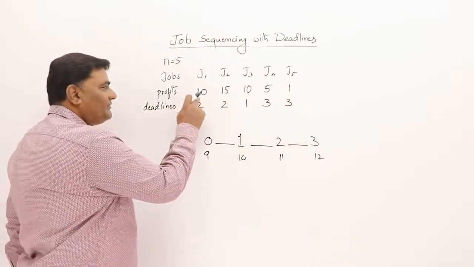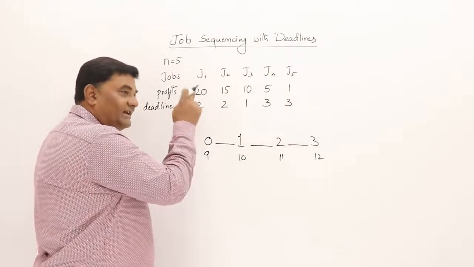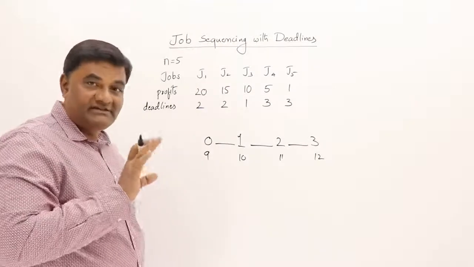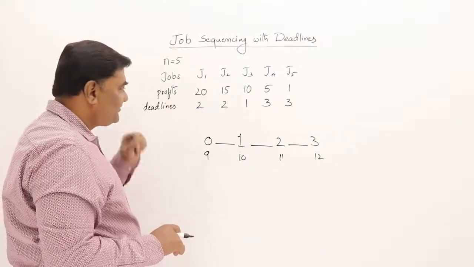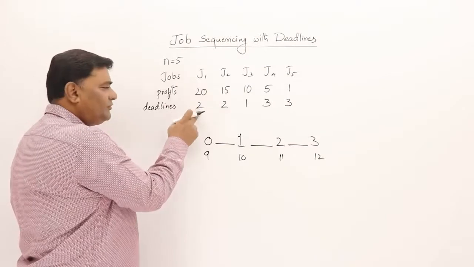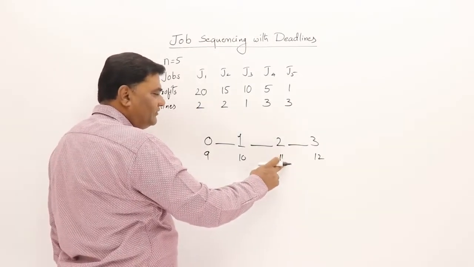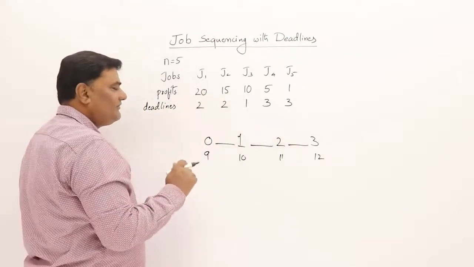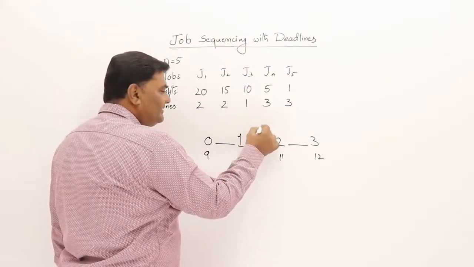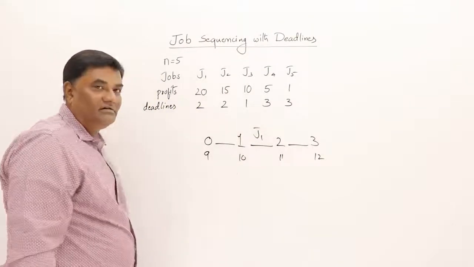This has the highest profit. Now I will select this job for completion. I will select it, I will not perform it yet. But in which slot should I do it? He is ready to wait for 2 units of time, meaning he came at 9 o'clock and is ready to wait till 11 o'clock, and his job needs only 1 unit of time.